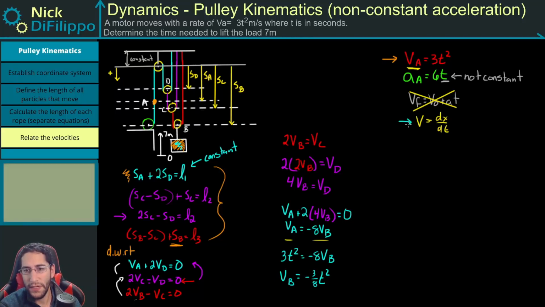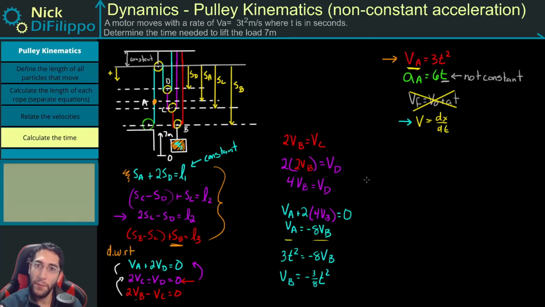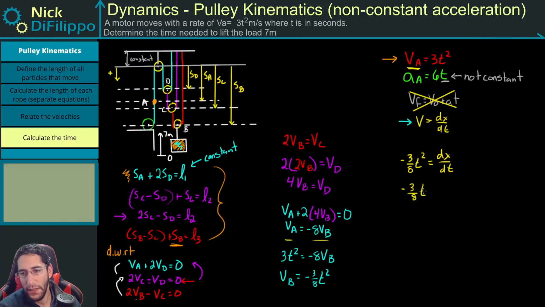If I use this relationship I have between velocity and position, so I know that my velocity is the derivative of x with respect to time, or the derivative of distance with respect to time, what I can do is then separate and integrate to figure out how much time it takes to move a specific amount of distance. So let's do that. I'll say that my velocity of B, minus 3/8 t squared, is equal to dx dt. We'll separate this, so I'll get minus 3/8 t squared dt is equal to dx. Now what I can do is integrate.